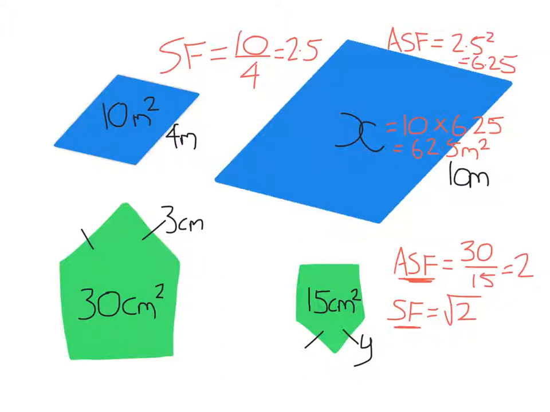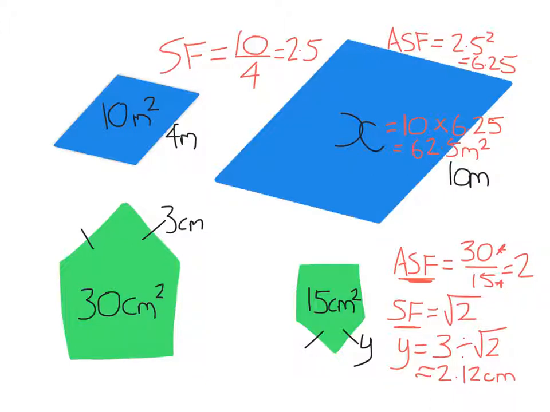So we can recover y really easily. Remember, because we did larger divided by smaller, we use the rule, if you're going from the larger shape to the smaller shape, you divide by the scale factor. So y will just be 3 divided by the scale factor, which gives us approximately 2.12, and it will be in centimeters. How easy is that?